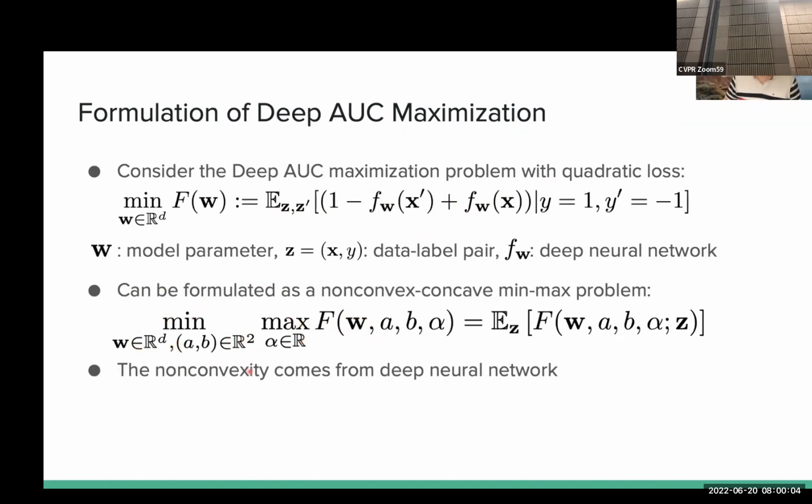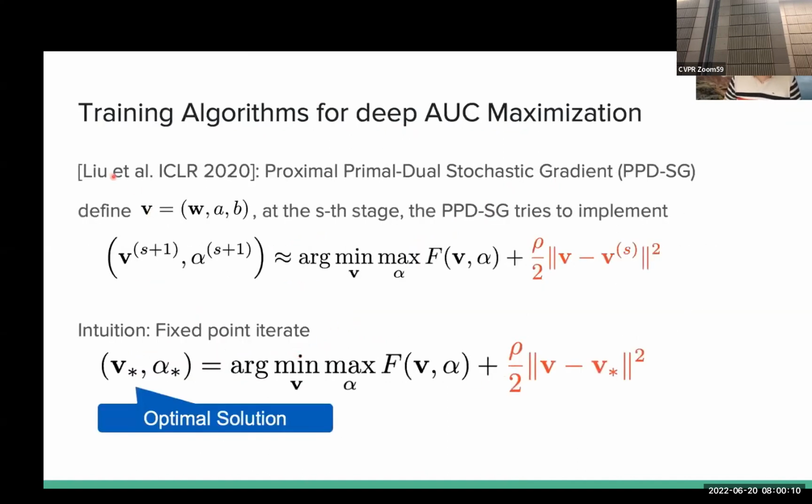But fortunately, it's strongly concave in terms of R. There are some quadratic terms there, so it's strongly concave. And Liu et al. proposed, in ICLR 2020, an algorithm called proximal primal-dual stochastic gradient for solving that problem efficiently. They first define a variable V as W, A, and B. They concatenate all the minimization variables together.